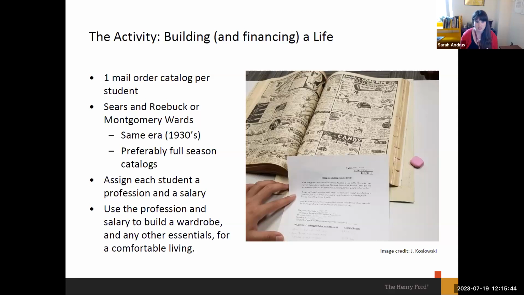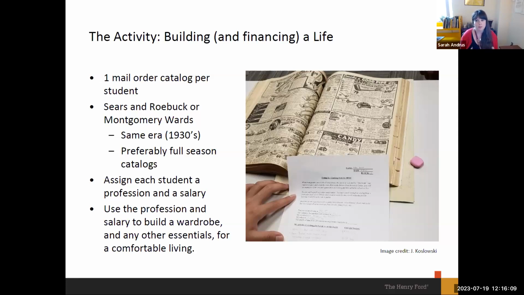Each student randomly selects a profession and a salary out of a hat. Examples have included painters, bankers, baseball players, secretaries, and even ballroom dancers. These are created in advance and reflect the era of the catalogs that are going to be used. We regularly target the session to focus on the 1930s because the Benson Ford Research Center does have very robust Sears and Roebuck catalogs, as well as Montgomery Ward's catalogs from that era.